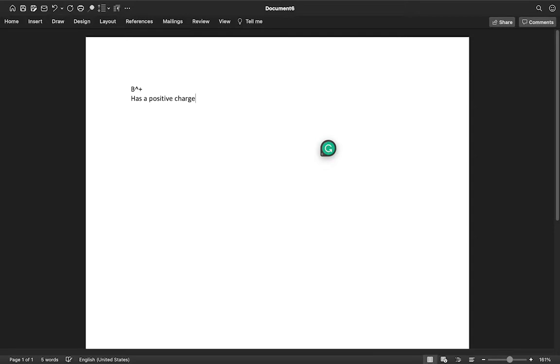So what does that mean? It means that this specific ion of boron has fewer electrons than it does protons, which means it has a positive charge, and vice versa.